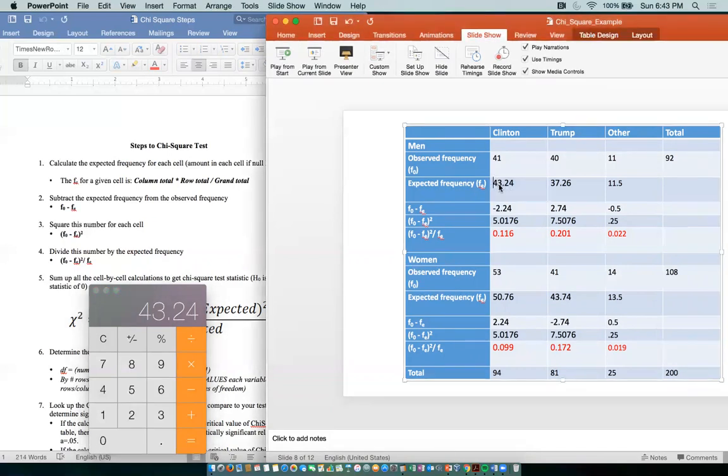So just to maybe make it a little clearer for you, I can say we have 94 times 92 divided by 200, and that is equal to 43.24.